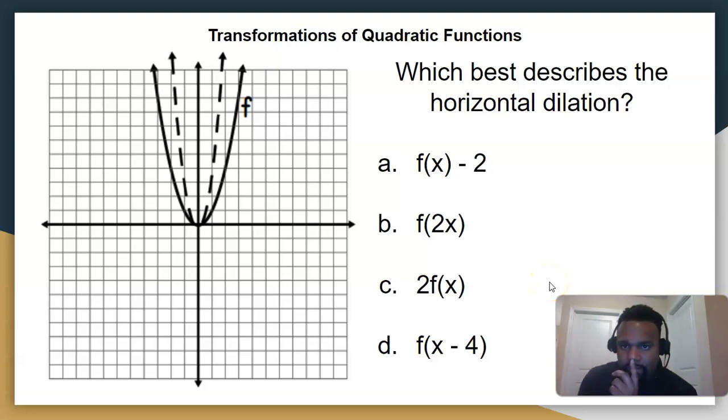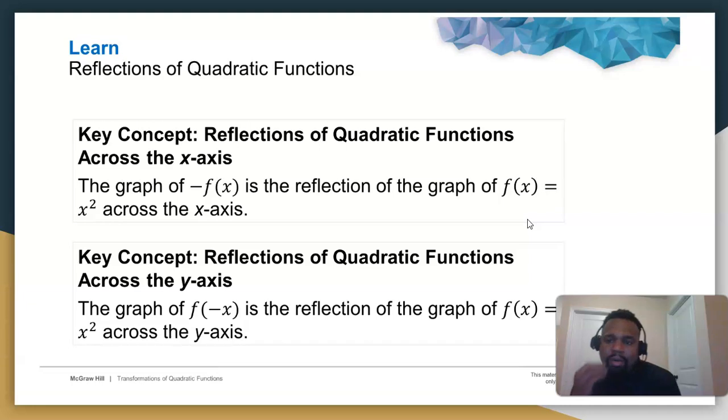It says, let's see which one of these best describes the horizontal dilation. So this is the parent function. This is the translated function. This is dilated. All right, notice it's more narrow. So it's going to be greater than 1 because it's more narrow, but it's going to represent a horizontal compression. And so of all of these answer choices given, the one that will probably best fit will be answer choice B. All right, f of 2x.